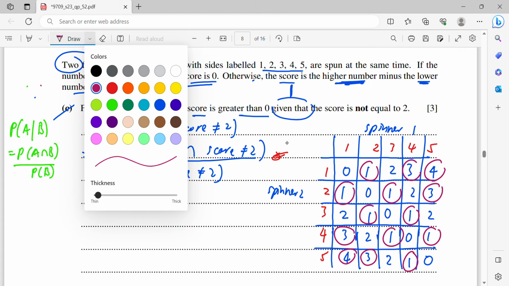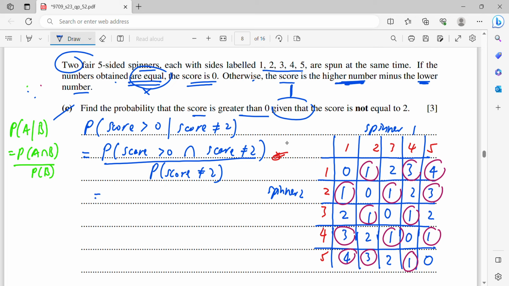So now, for the numerator, you just count how many circles. First column 3, second column 3, so 6. Third column 2, so 6 plus 2 is 8. 8 plus 3 from the fourth column is 11, plus another 3 means that you get 14. Out of the first row, I have 5. Then here I have another 5 results for spinner 2, means 5 times 5, total will be 25.